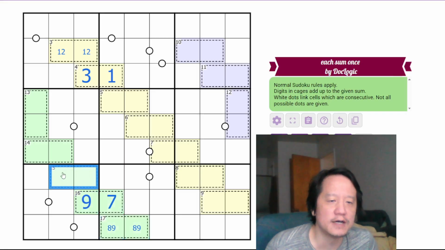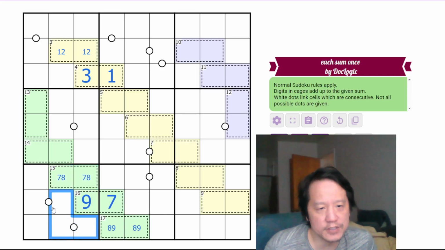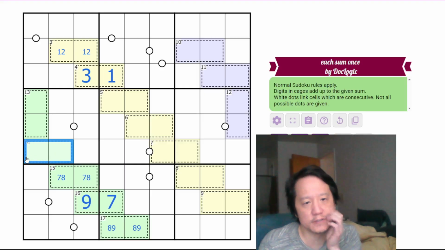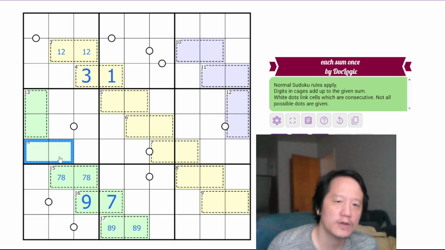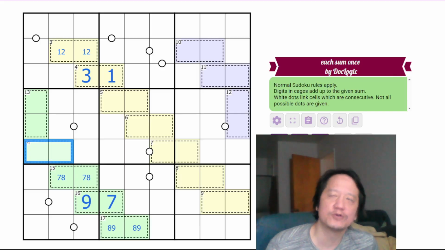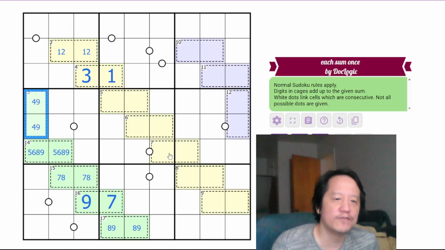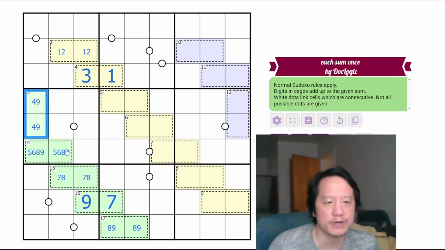Well, this 9 cannot add up to 15, so that eliminates 6 and 9, so this must be 7, 8 as a pair. These digits are consecutive. Well, we don't have any information there, so here, the 14 digits must be two 14s. Two digits adding up to 14 are either 5, 9, or 6, 8. Two digits adding up to 13 can be 4, 9, cannot be 5, 8 in this box because that would eliminate all possibilities for the 14 cage here. So it's 4, 9, or 6, 7.